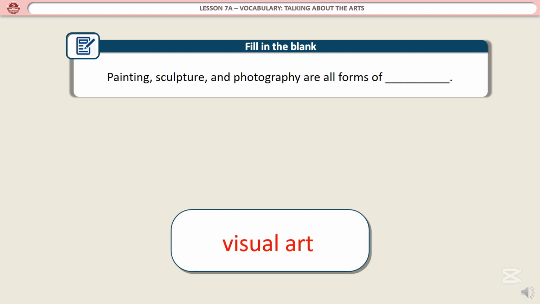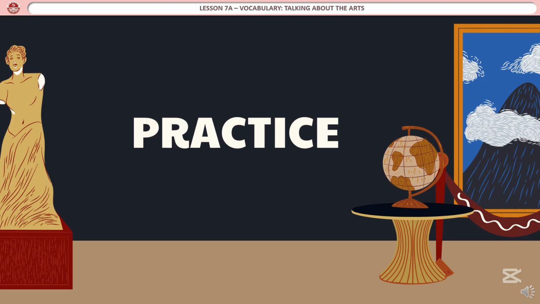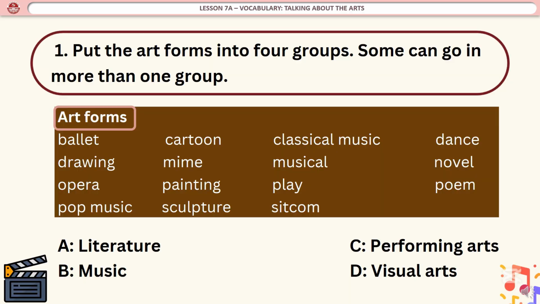So, how many correct answers did you get? That's really good. And now, this stage. Look at the activity number 1. Put the art forms into 4 groups. Some can go in more than one group. We have 4 groups here. A. Literature, B. Music, C. Performing arts, and D. Visual arts. Please remember that some art forms can go in more than one group. And now, please pause the video to complete this activity.